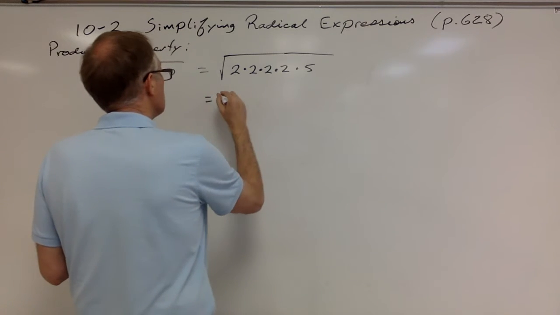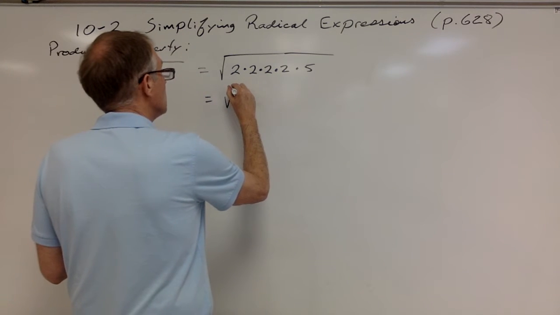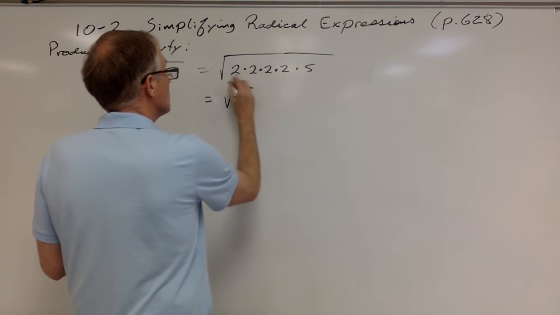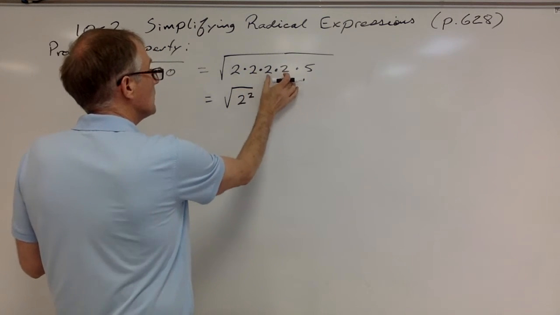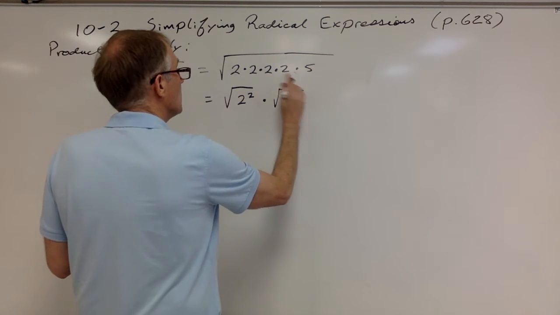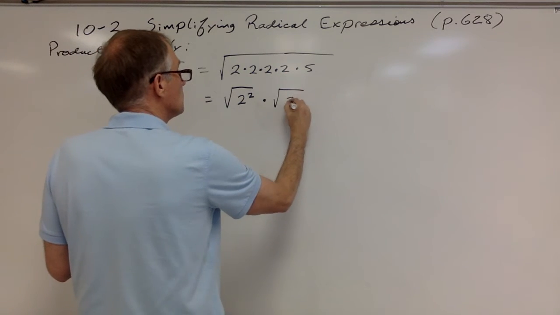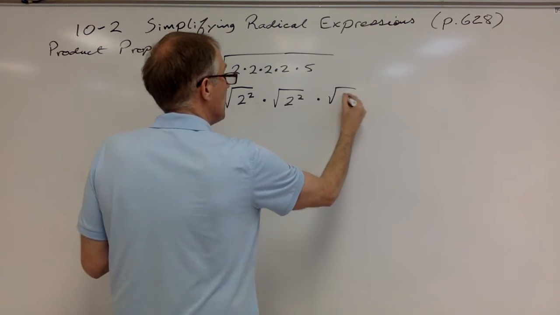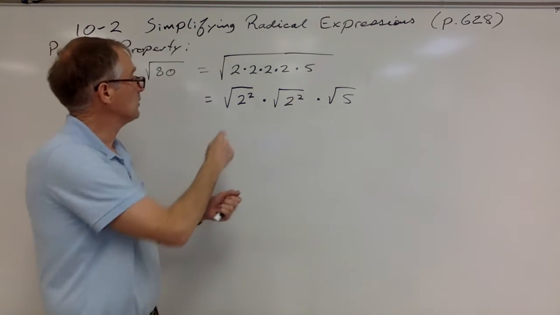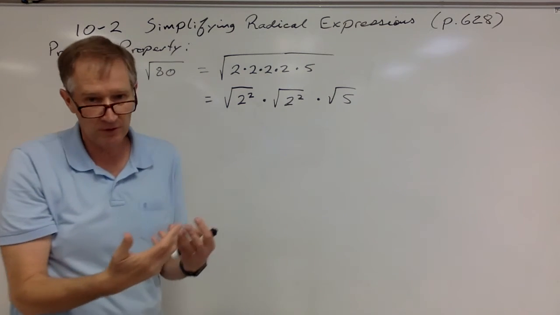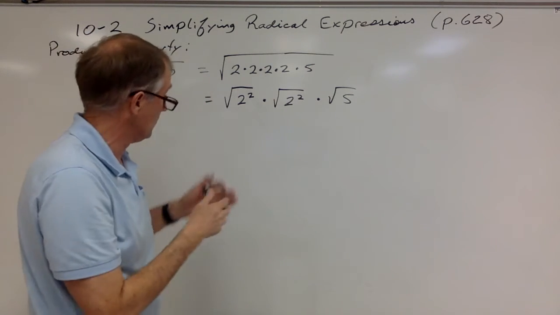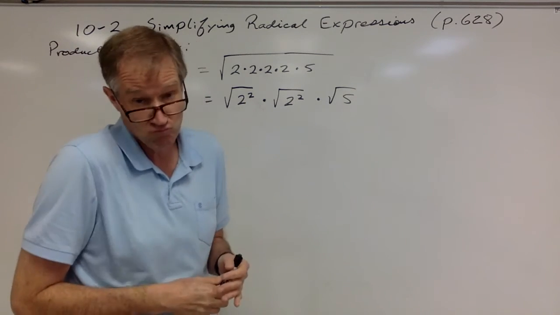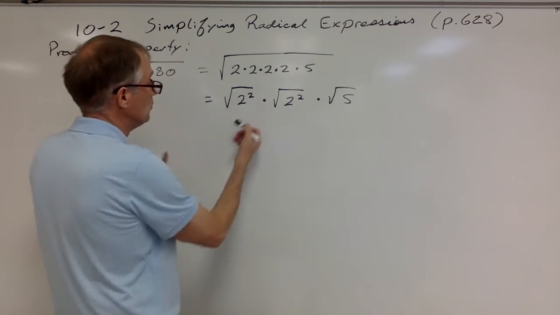So that equals the square root of 2 times 2, which is 2 squared, those are those two, times the square root of 2 times 2, these two, which is 2 squared, times the square root of 5. The reason I did it that way is because the square root of 2 squared is a perfect square. It's 2. So the square root of anything squared, like the square root of x squared, is x. So the square root of 2 squared is 2.